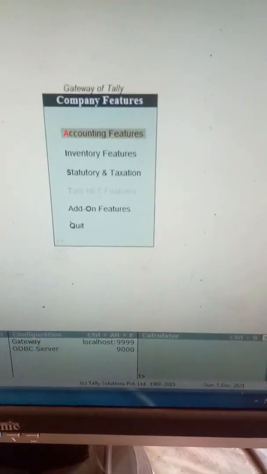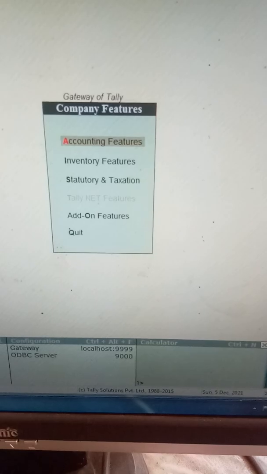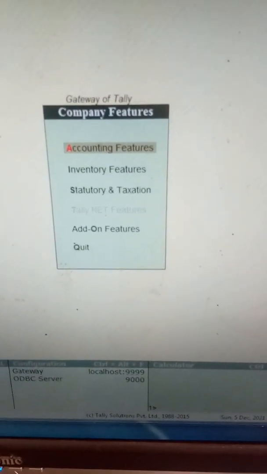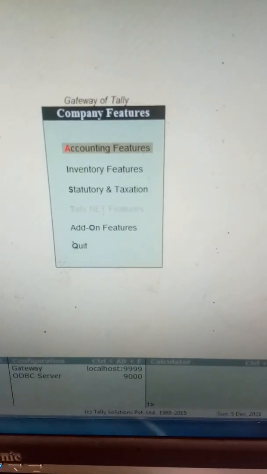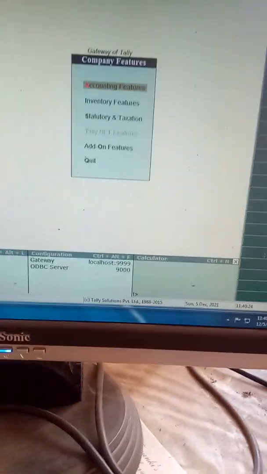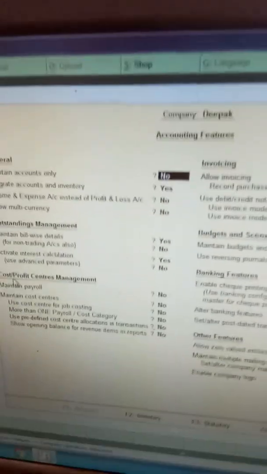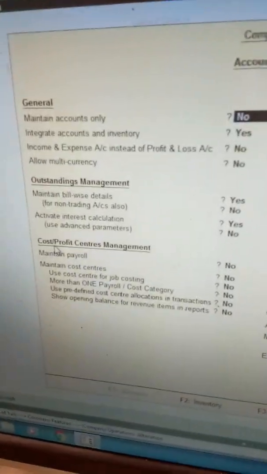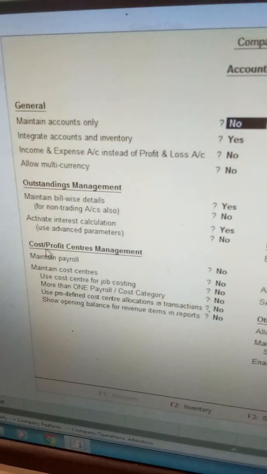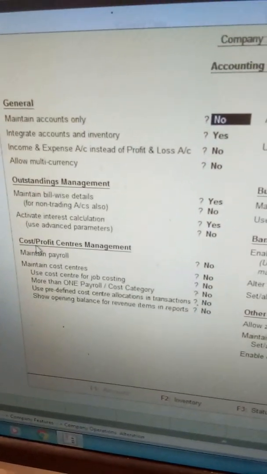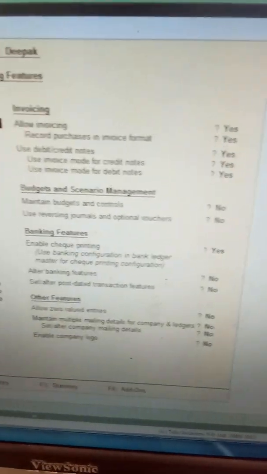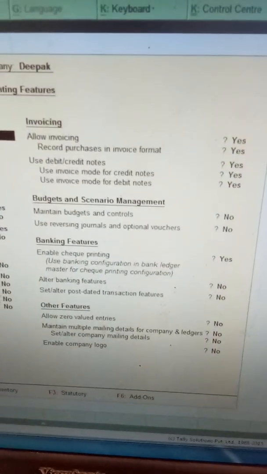Tally, this is very useful, my dear students. Press F11. Yeah, that's what I am saying. If you press F11, you will get a company features screen like this. Here accounting features will be there, inventory features will be there, statutory, add-on features and quit. Have you seen, my dear students? Then press accounting features. You will see general, maintain accounts only, integrated accounts, integrate with inventory and all. But we require this. Allow invoicing, you have to write yes.